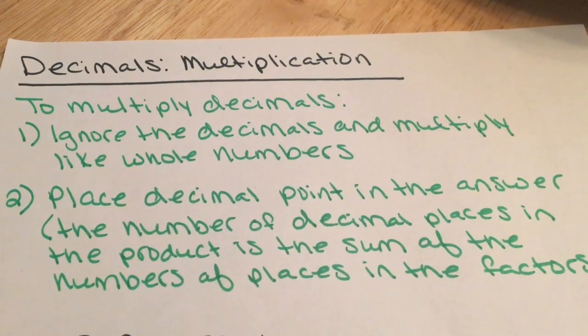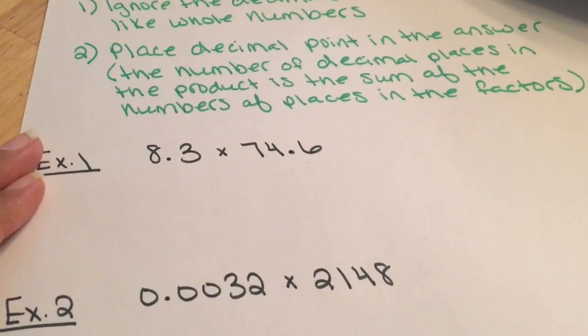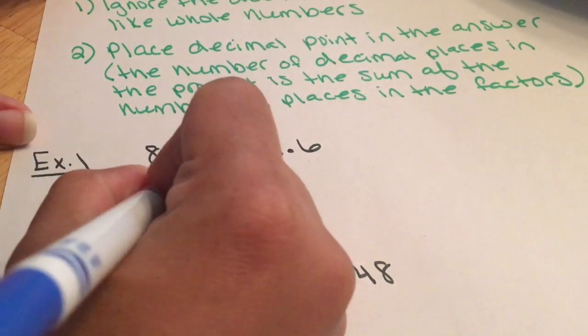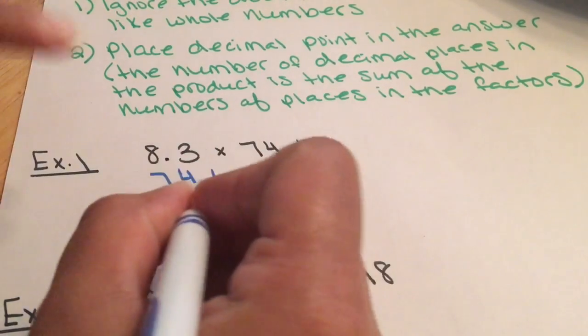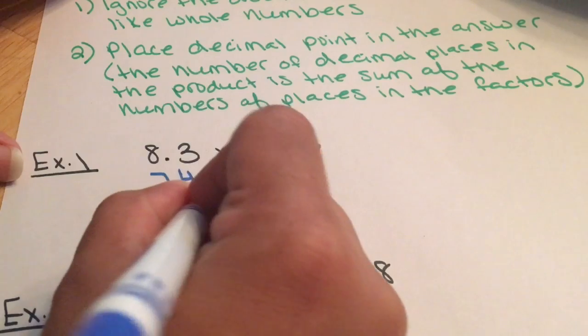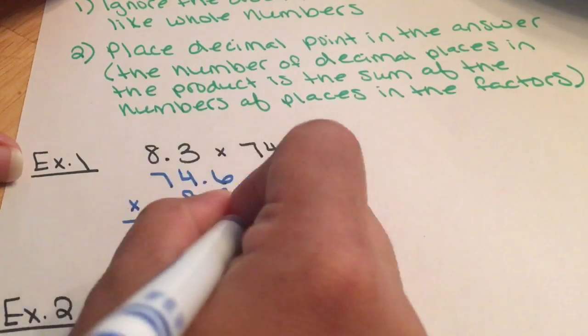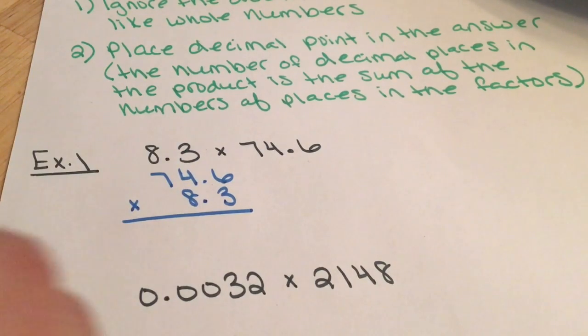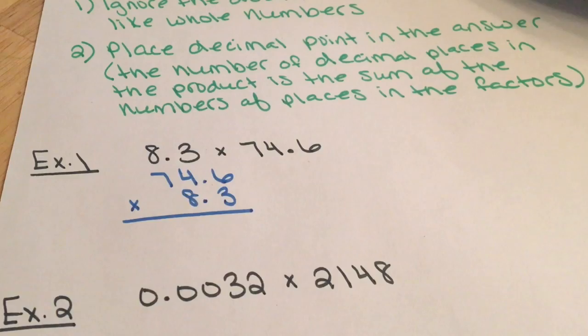So let's look at our first example. We have 8.3 times 74.6. Because our first step tells us to multiply like they were normal whole numbers, since I have 74.6 as the larger number, as far as our amount of digits, I want to have that number on top as I multiply. Then I'm just going to multiply like normal. We can forget that the decimals are even there.